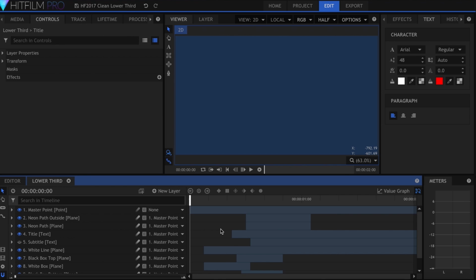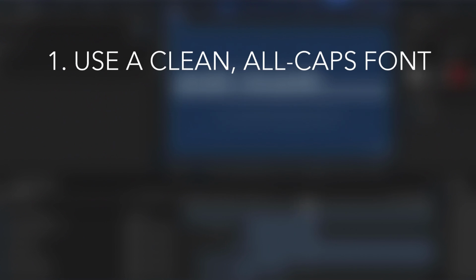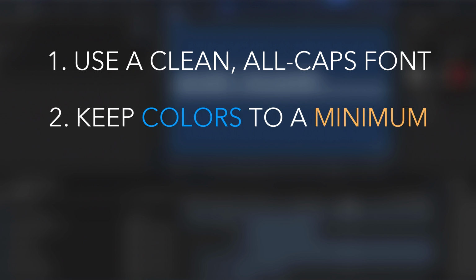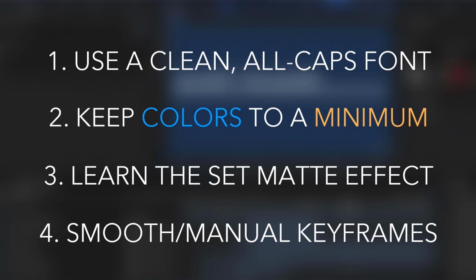So, in summary, here are the things you can do to improve your lower third animations. Use a clean all-caps font. Use only 2 or 3 solid colors in the whole animation. Learn the Set Matte effect to create minimalistic designs. And set your keyframes to smooth or manual.